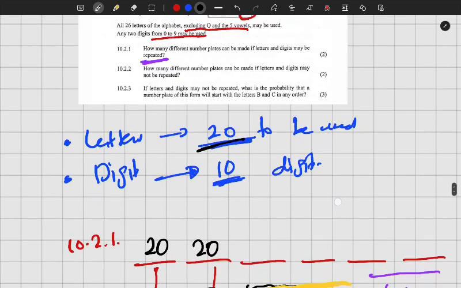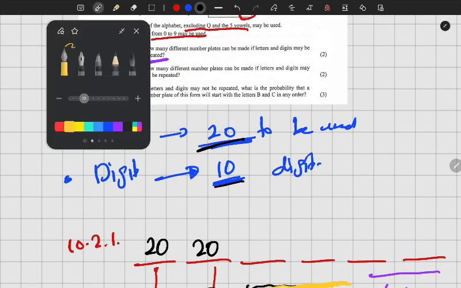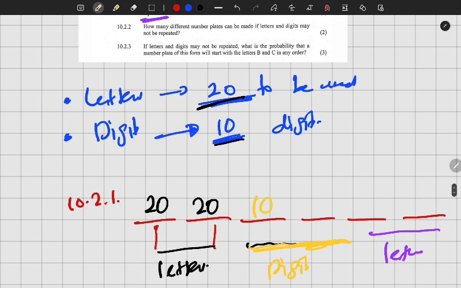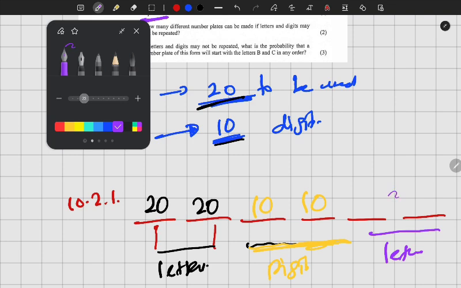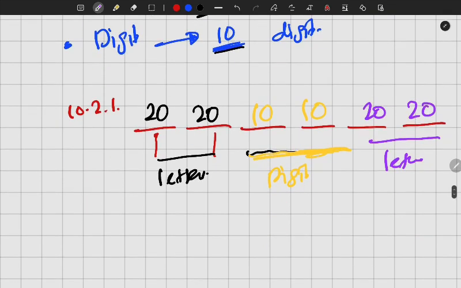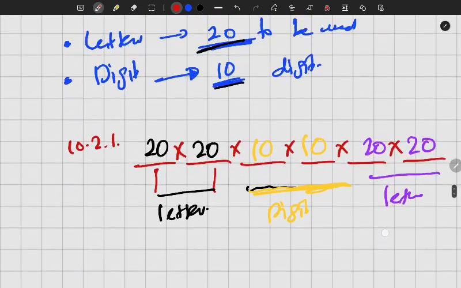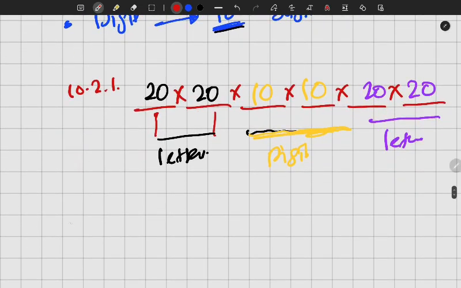We've got 10 digits and they can be repeated. So on the first digit, we have 10 options. On the second one, we still have 10 because we can repeat. It's the same here. We still have 20 and we have 20. Very simple. So essentially, if they're saying these can be repeated, you multiply this out. So if they're saying these can be repeated, it becomes slightly easier for us.